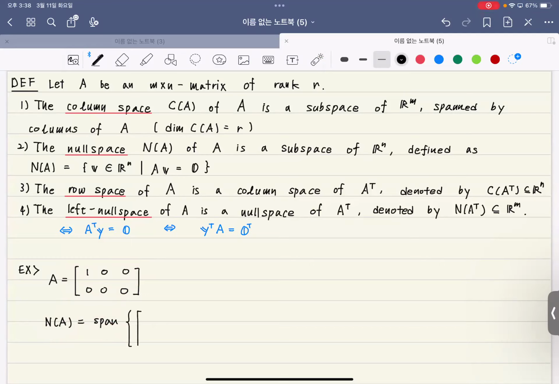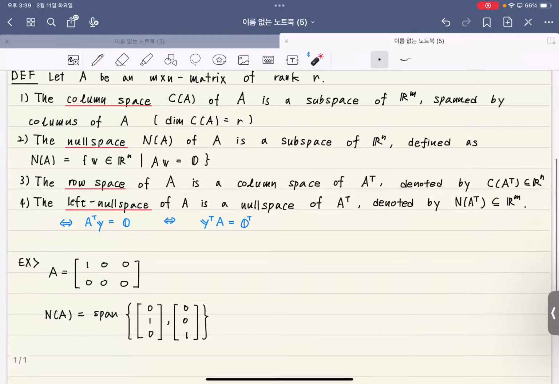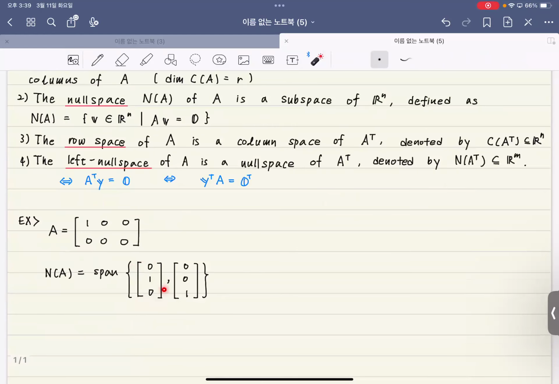In this case, since the matrix is very easy, I can find these 2 basis vectors by direct computation. Okay, I guess these two vectors are the basis of the null space.